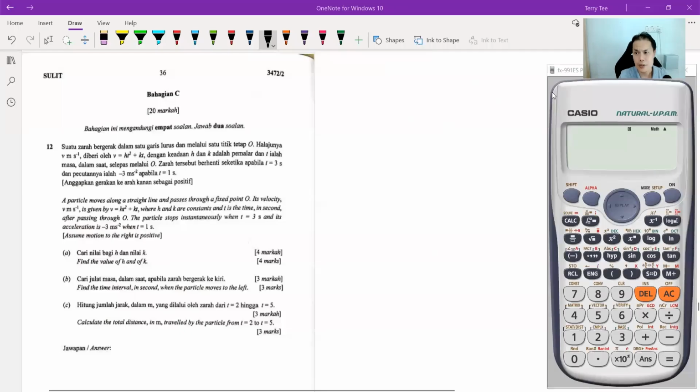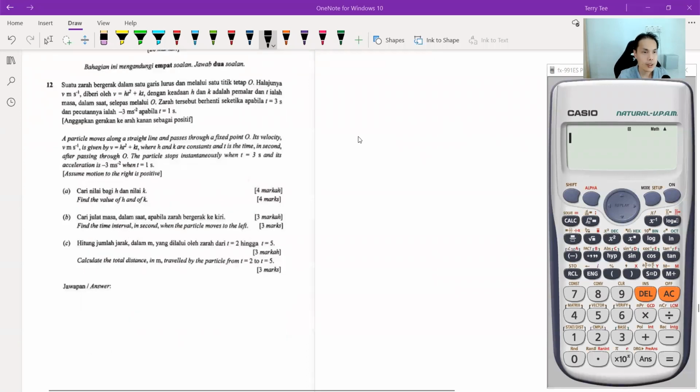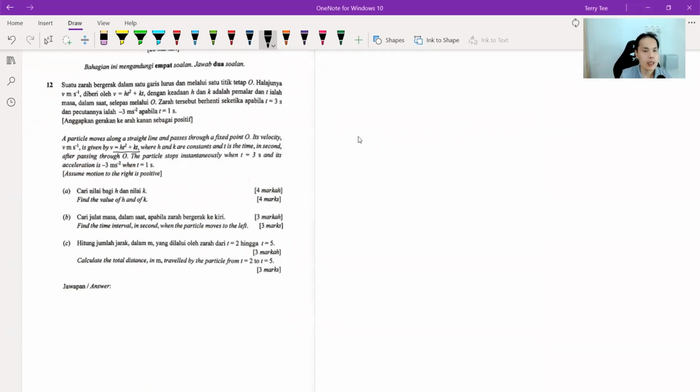Okay, next is a question from section C, question number 12. The first one is on kinematics of linear motion. We're given v equals ht squared plus kt. A particle moves on a straight line, and the velocity is given by this. It is given that the particle stops instantaneously when t is 3, and the acceleration is -3 when t is 1. So it looks like a question I've done before, right? It's quite, I would say, a common exam question.